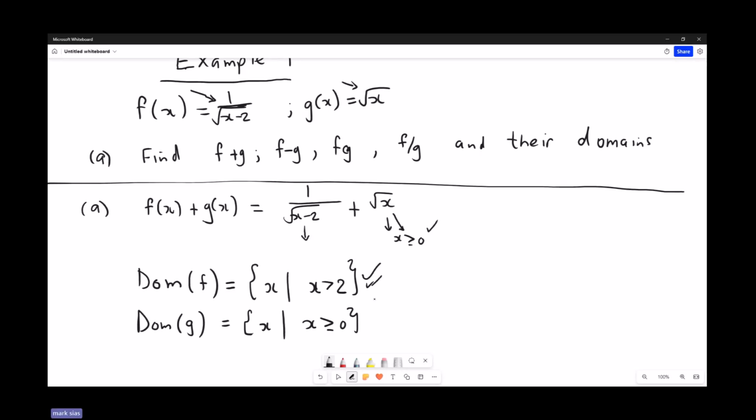So what I'm doing now, guys, I'm looking at the individual domains, looking at individual domains separately. I haven't combined them yet, okay? So my question is, what is the domain of the sum, the domain of the sum of those functions, ultimately. But first I'm looking at it separately, and then I'm looking at the intersection, okay? Right.